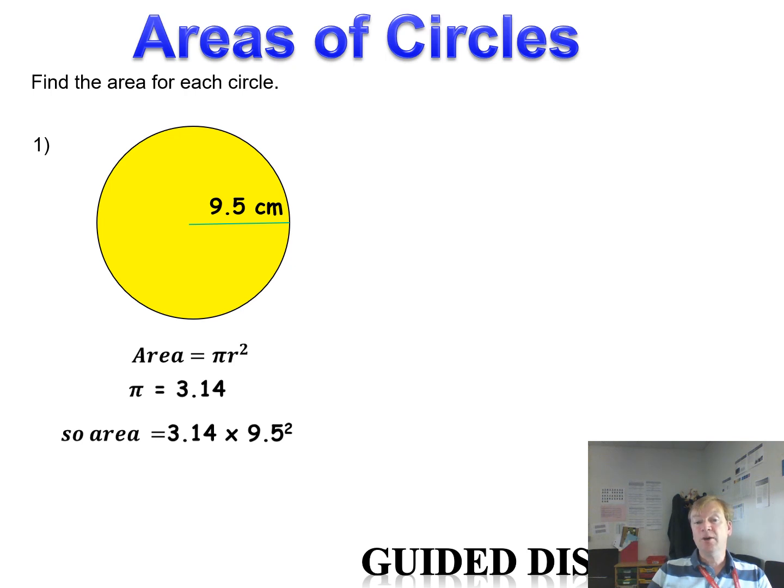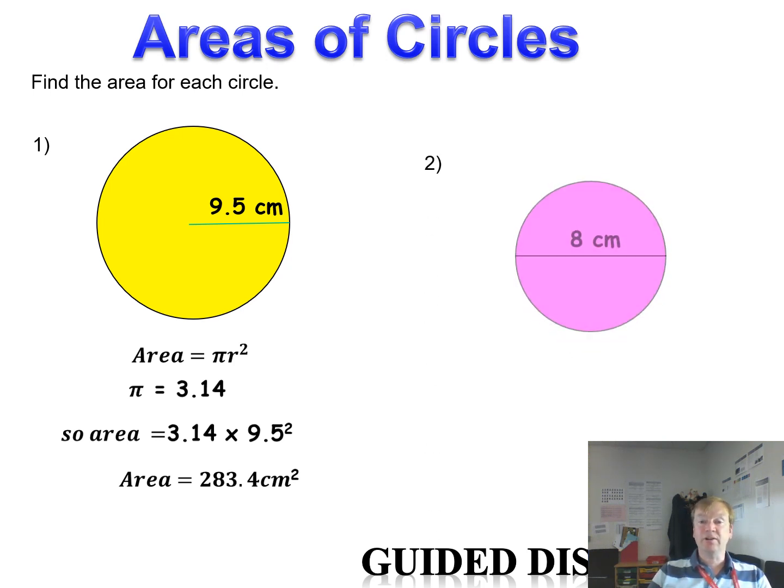Okay, so let's see how we calculate the area. Our area will be the pi, 3.14, times the r, which is radius, squared. So I've got to calculate 3.14 times 9.5 squared. Notice it's just the 9.5 bit that's being squared, not the pi. So I'll get my calculator out for this, and I'd always use a calculator for these sorts of things. And I get the area of this circle is 283.4 centimetres squared. Centimetres squared because we're talking about area now, not just length.